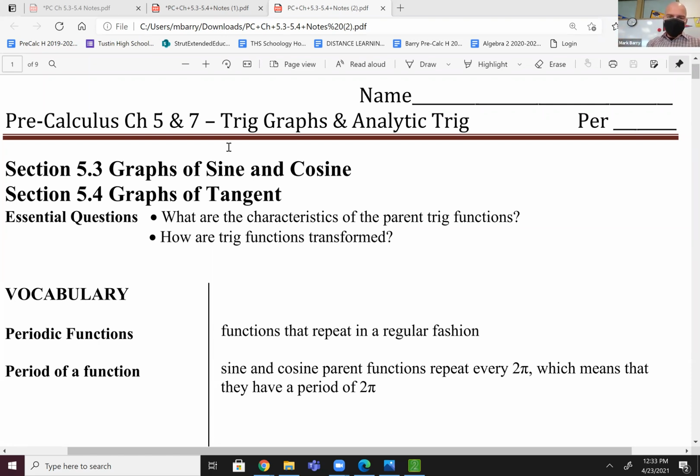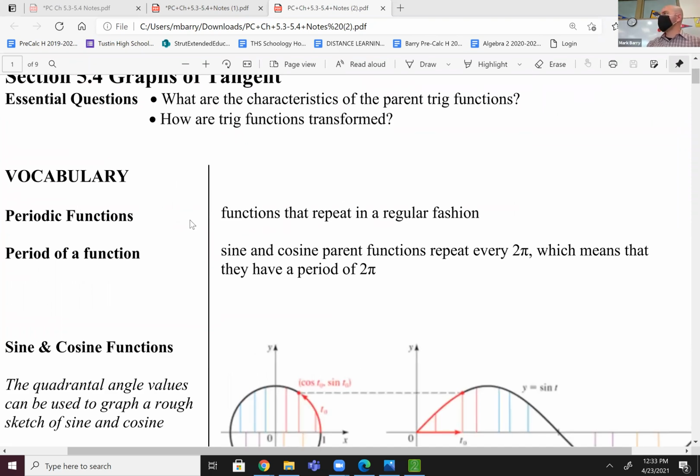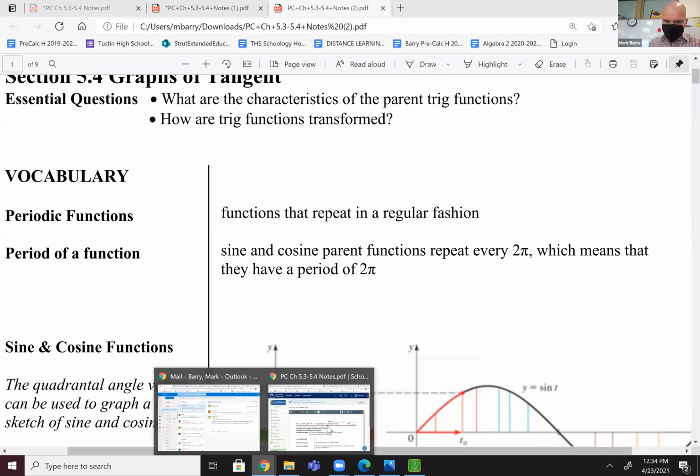All right. Okay, got a lot of vocab here today. So the first couple pieces here are called periodic functions and then the period of a function. So those are very much related. So a periodic function is a function that repeats itself in a regular fashion, all right? And for sine and cosine, and I'm on the period of a function now, sine and cosine parent functions repeat every 2 pi, which means they have a period of 2 pi. So I'm going to show you what that means here on the Desmos. So let's take a look at that.